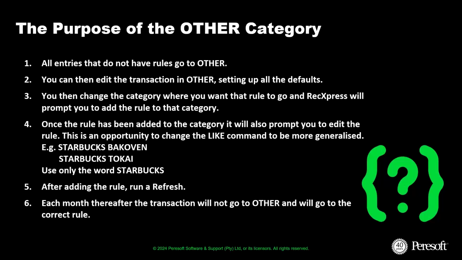So, for example, let's say you have some expenses and you get a coffee every day, but in different areas. So you get a Starbucks in Bucklands one day and a Starbucks in Takapuna the next. Now, for this rule, you wouldn't want to have it equal to. You'd use the common word, which would be, of course, Starbucks. Now, after adding the rule, you would run a refresh, and then each month thereafter, the transaction will not go to other, but it will go to the correct category that you have set up in that rule.